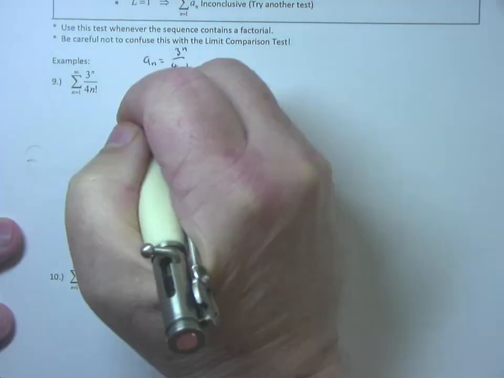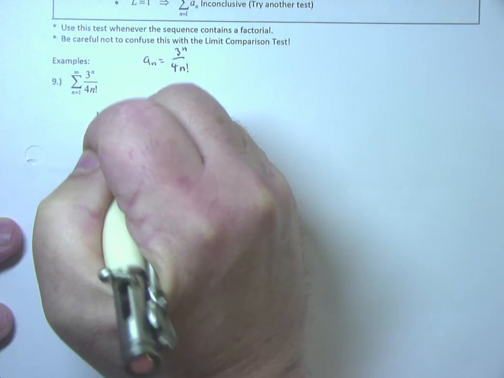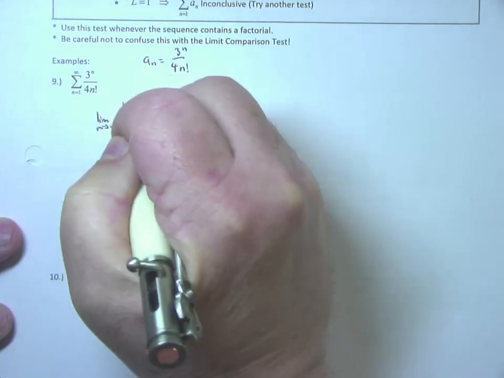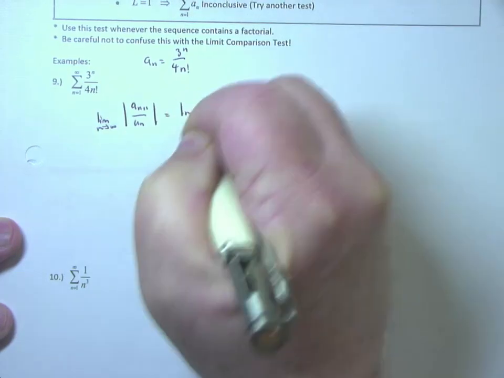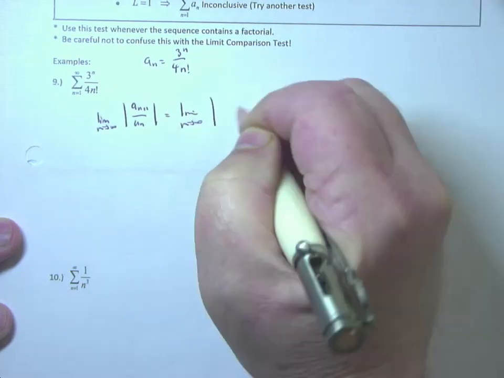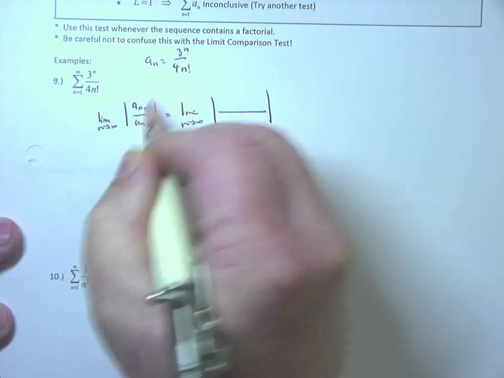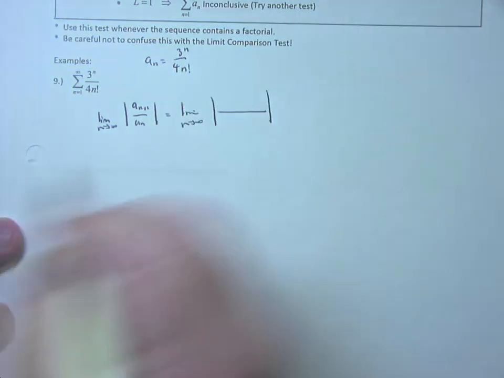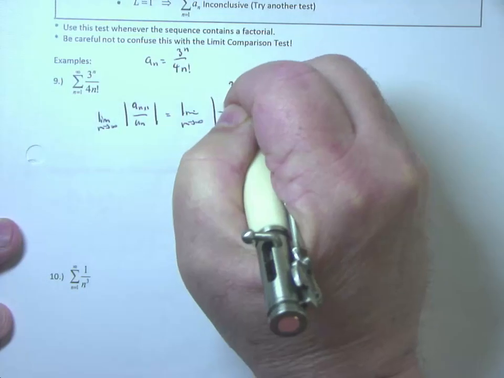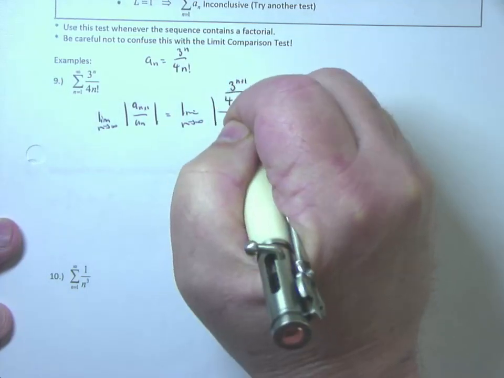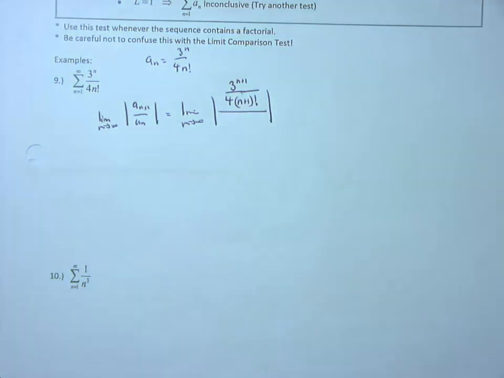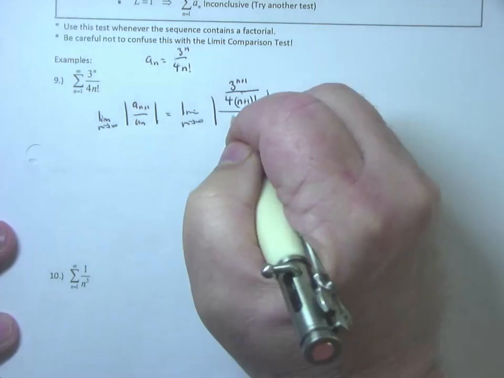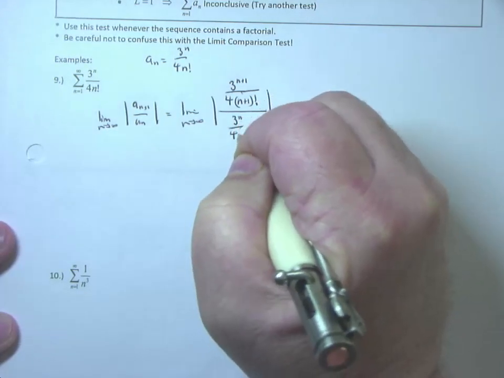So, I'm going to do the ratio test. I'm going to take the limit as n approaches infinity of the absolute value of a_(n+1) over a_n. This is equal to the limit as n approaches infinity of the absolute value of a_(n+1). I'm going to replace all the n's with n plus 1. This will be 3 to the n plus 1 over 4 times (n plus 1) factorial. That is what n plus 1 looks like. Divided by a_n. You just copy it. 3 to the n over 4 times n factorial.